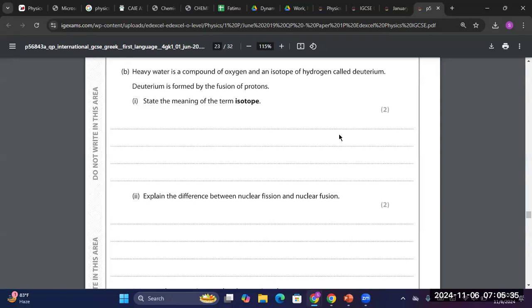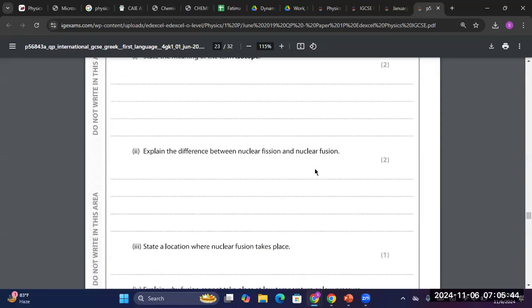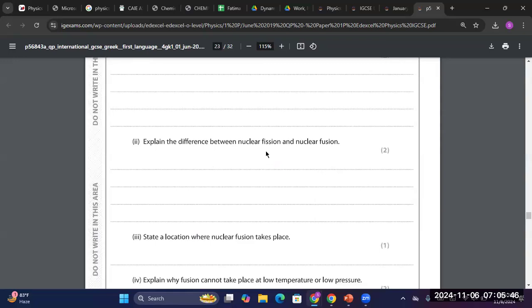An isotope is an element that has the same number of protons but a different number of neutrons. Okay, all right. Then they're saying explain the difference between nuclear fission and nuclear fusion. Viraj, can you give me the difference between nuclear fission and nuclear fusion?